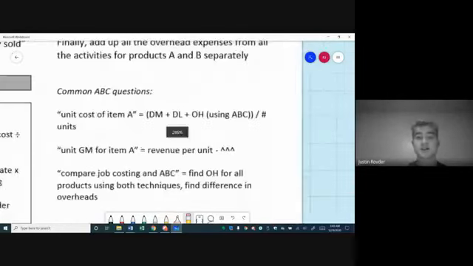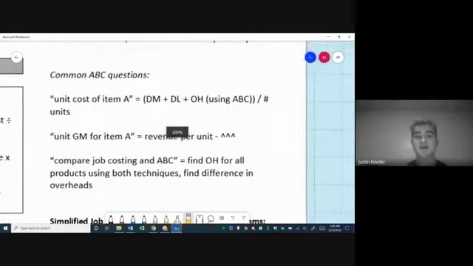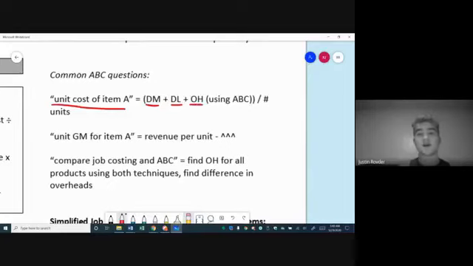So some common questions that you'll be asked using ABC are the unit cost of item A. So first of all, the cost of an item, or the total manufacturing cost, again, is just direct materials plus DL plus overhead. And then to find overhead in these types of questions, you're going to want to use that ABC system. But because it says unit cost, you're going to have to divide that by the total number of units produced.